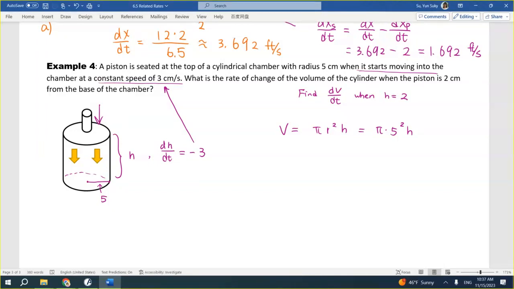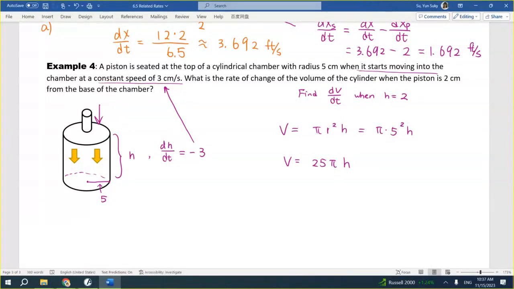So we have V is... What's 5 squared? 25 pi times h. Yes, everybody? So this is the relation between V and h.